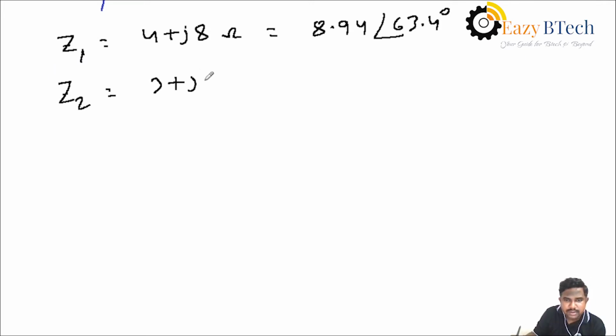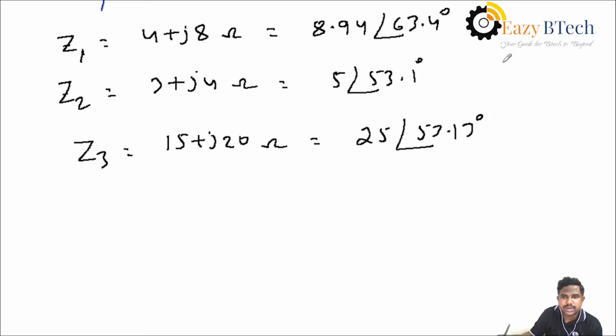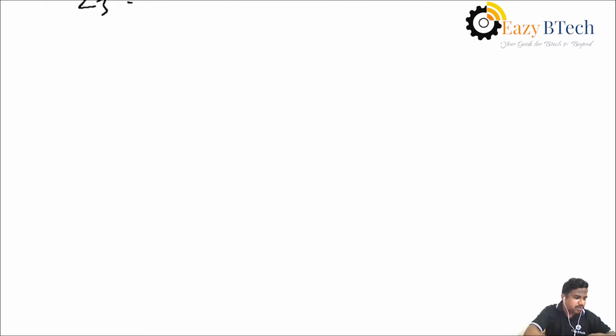The Z2 value is given as 3 plus j4 ohm in rectangular. In polar form it is 5 at an angle 53.1 degrees. Similarly, the third impedance 15 plus j20 ohm converts into polar as 25 at an angle 53.13 degrees. All are impedance values, and the unit of impedance is ohm. So we know the impedance values in rectangular as well as polar form.